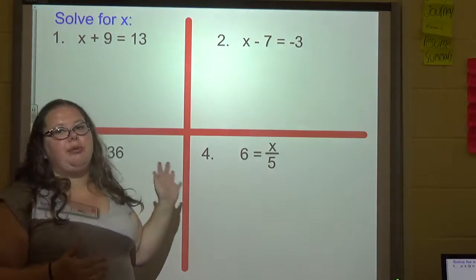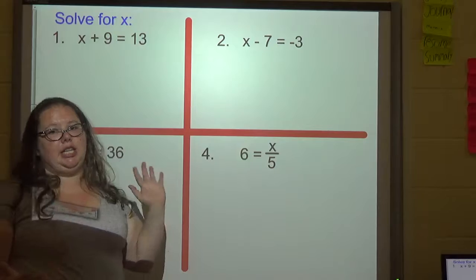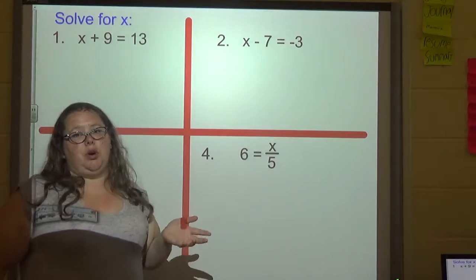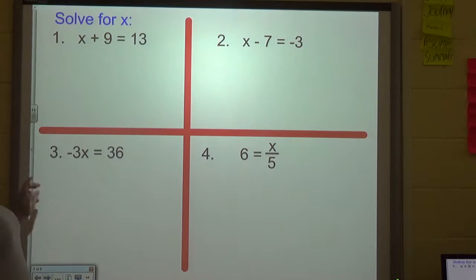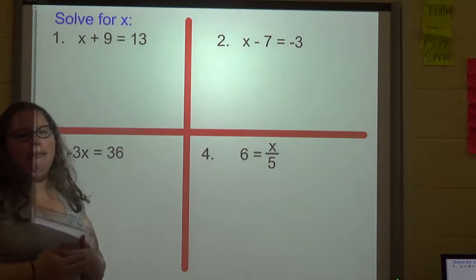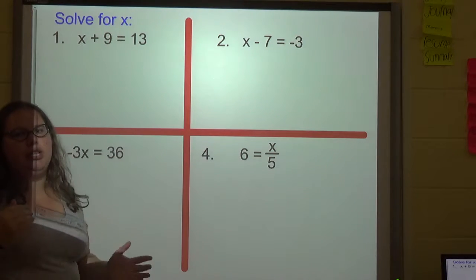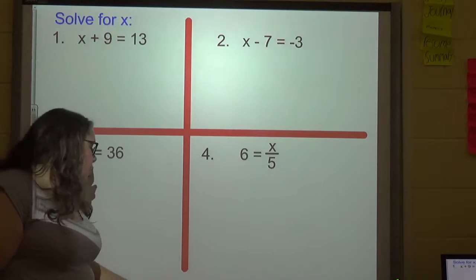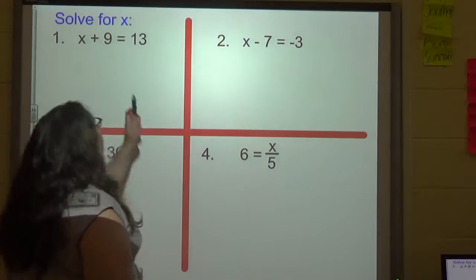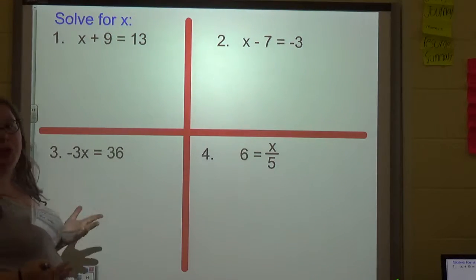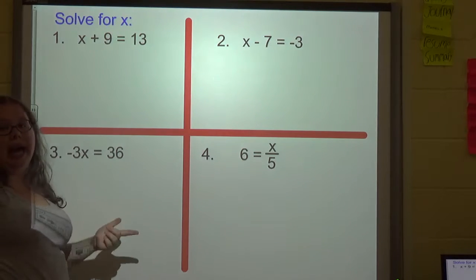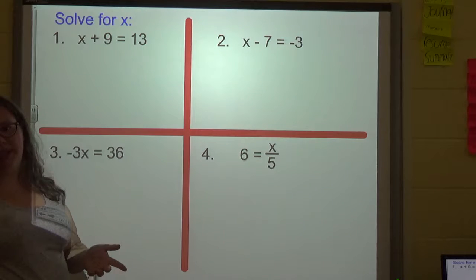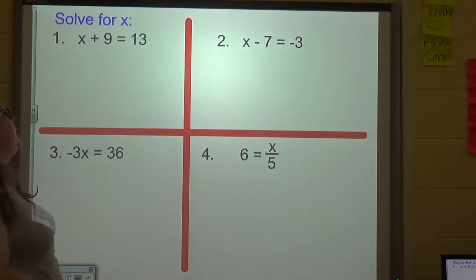Alright, so first I want to do a review of one-step because you can't jump into two-step unless you know it. So I'd like you to pause the video and do these 4 problems. For number 1, remember our focus is what is happening between x and the other number on the same side of the equal sign. In this case, we have x plus 9. What's between x and 9? A plus. So since we're adding, the inverse or opposite of adding is subtracting.